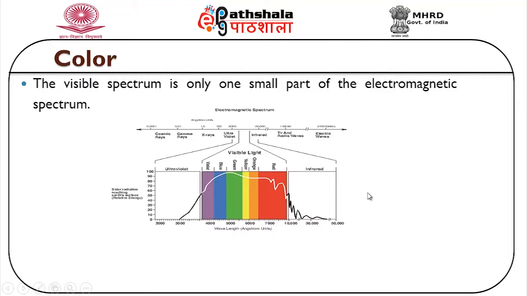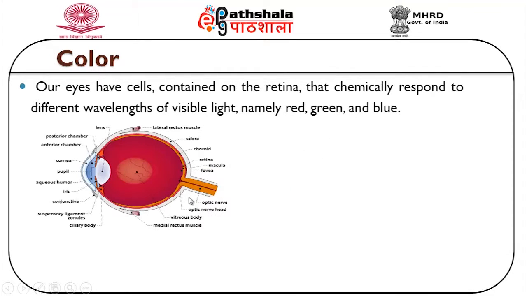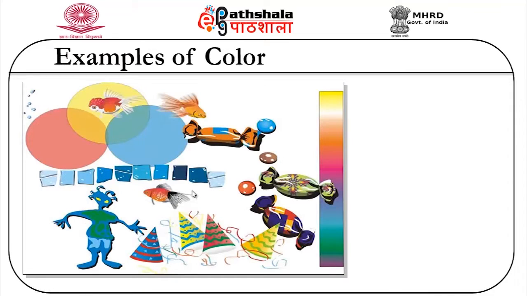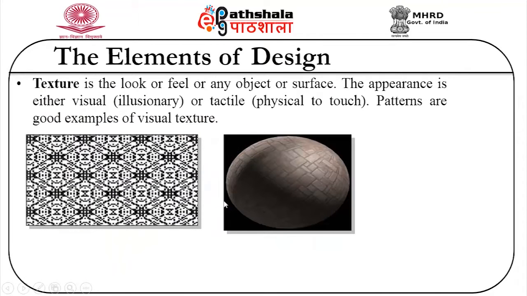So the visible spectrum is only a small part of the entire electromagnetic spectrum as such. Color is distinguishable by the eye. So these are various examples of colors. So here we can see the emphasis given to colors. Then the next element of design is texture. Texture is a look and feel of an object. The appearance of the visual object depends on the kind of texture that has been applied over the object. So the texture can be in the form of patterns. So patterns are good examples of visual texture.